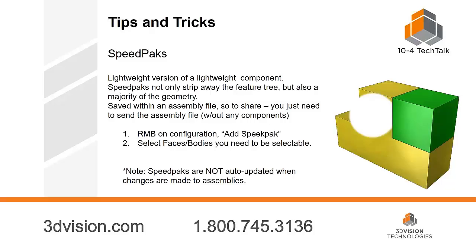Speed packs are kind of what I call a super lightweight component. It strips away the entire feature tree and also a bunch of the geometry as well. You can notice when you have speed packs because as you move your mouse over it, you have this ghosting around your mouse and you can see through things that are speed packed. That means SOLIDWORKS doesn't care about all that other information except for the specific faces that you tell it that you need in that assembly.